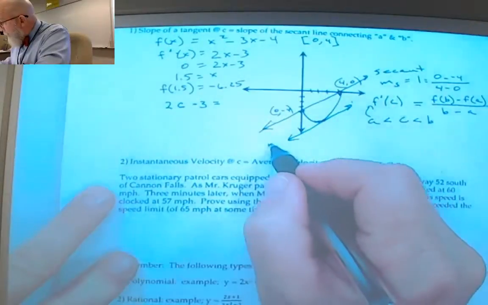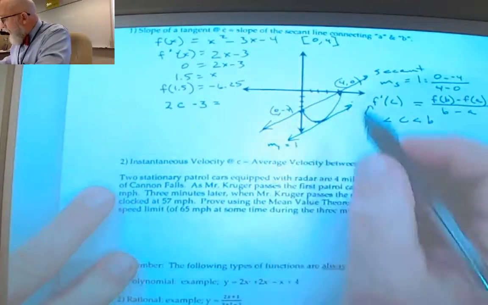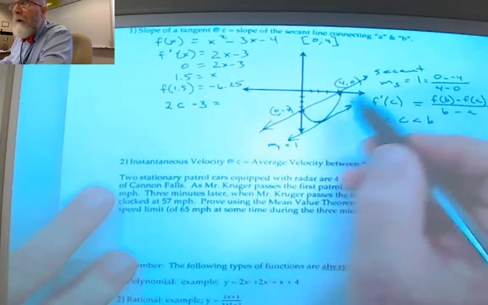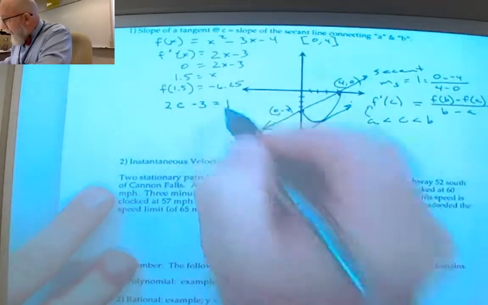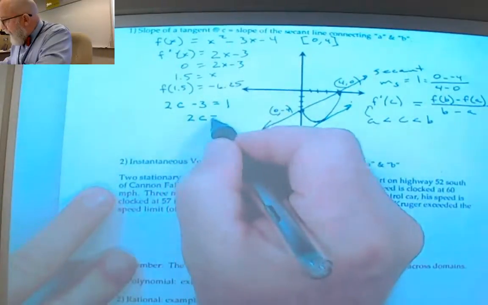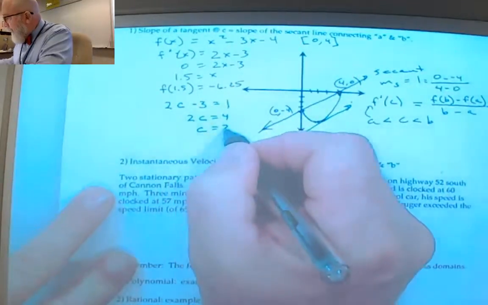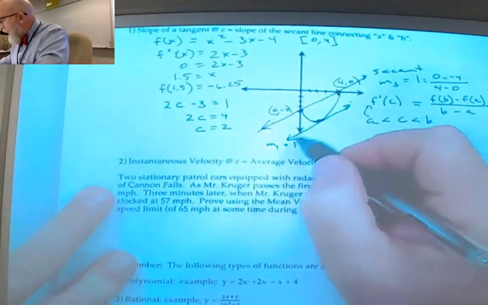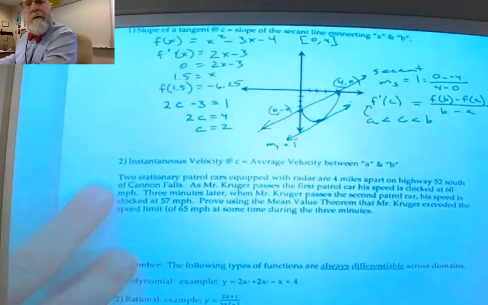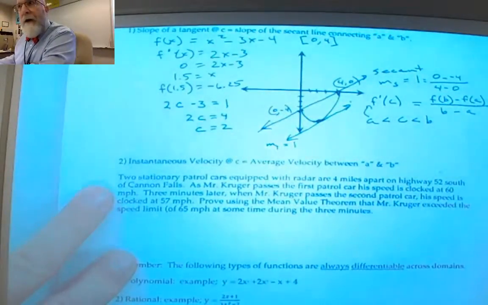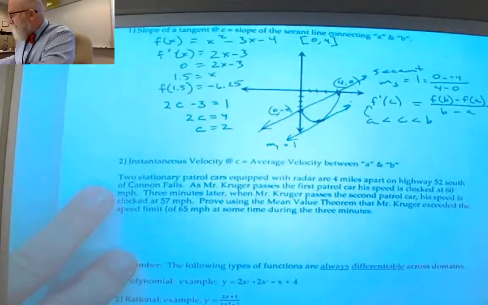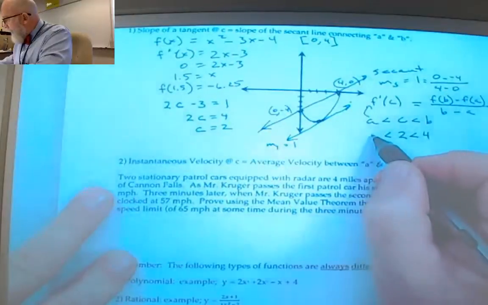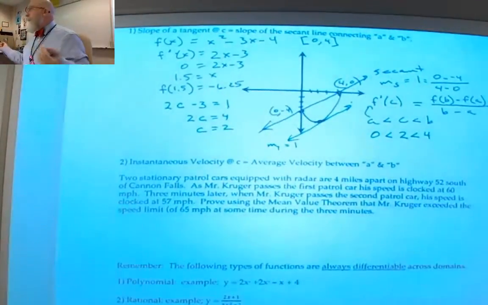This tangent line has to have a slope of 1 if it's going to be parallel to this, right? Cullen, would you agree with that? Okay, so I'm going to make it equal to 1. So I'm going to get 2c is equal to 4, and so c equals 2. So right here at 2, I'm going to get a slope of my tangent line to be 1. And if you take a look, is 2 between 4 and 0? It is, isn't it?